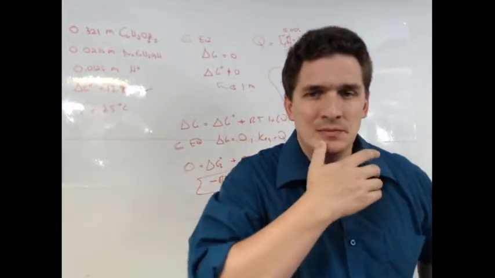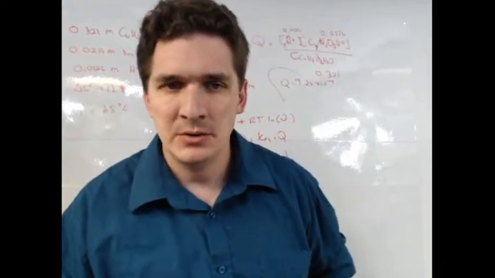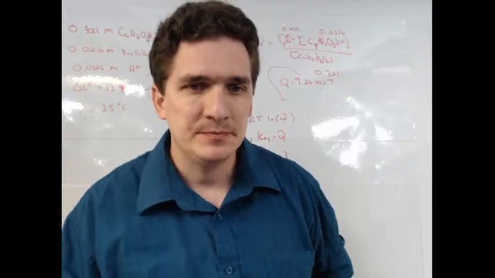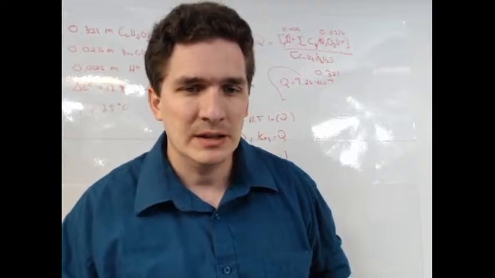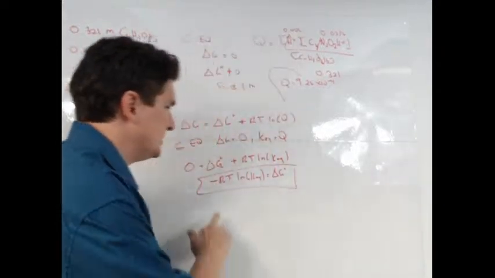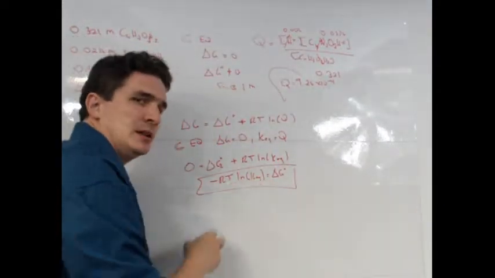Now, for some odd reason, my internet went out for a brief second there. So let me know if there's any part of that you missed, because it looks like it cut off the last little bit where I said delta G naught equals minus RT ln KEQ.